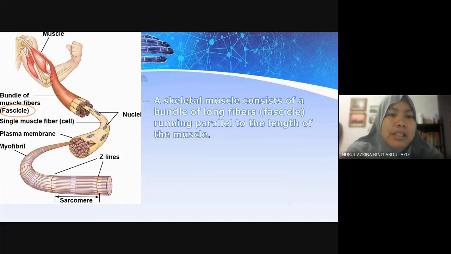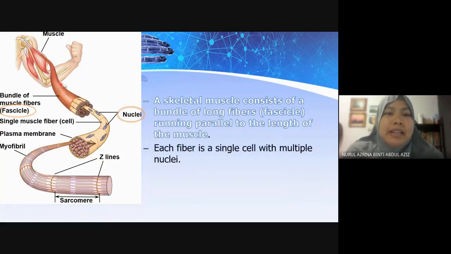Ni, satu bundle ni. Right, of long fiber, we call it as fascicle. And then within each one bundle ni, or one fascicle ni, there are another bundles of fiber. So one of these bundle kita panggil one muscle fiber. So this is one muscle fiber. Ni satu muscle fiber, this is another muscle fiber, this is another muscle fiber.